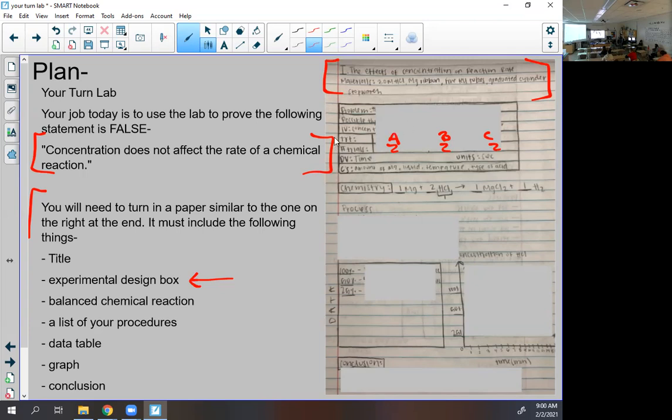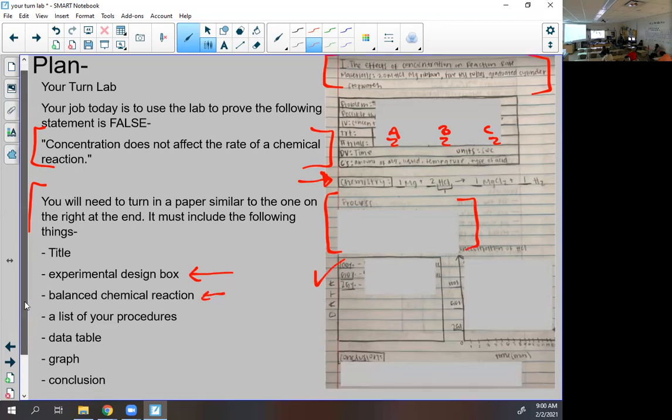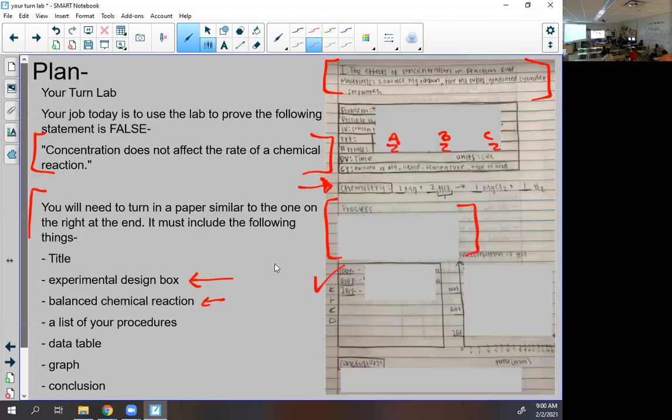Oh, your table needs to look like this. Then the balanced chemical reaction. If you have good eyes, you can copy that right now. I'll do it again later. Then a list of your procedures. This girl wrote processes. That's the same thing, so I was fine with that. Then your data table right here. This data supplied gave a good defendable argument that concentration did affect the reaction rate.